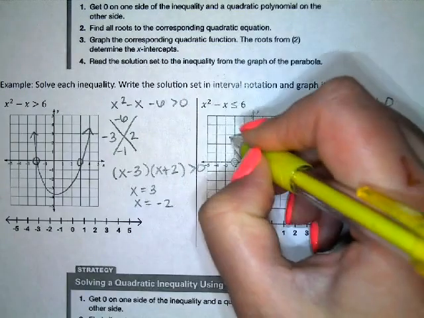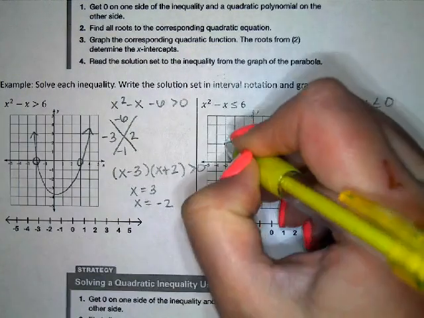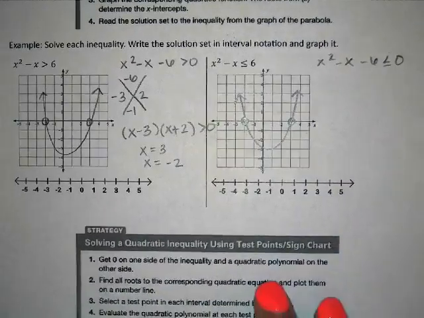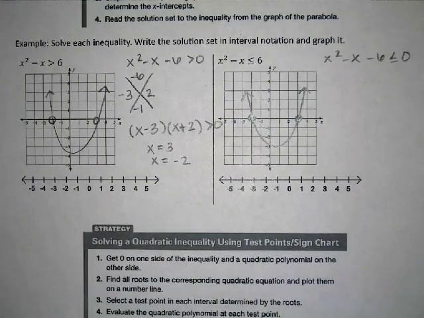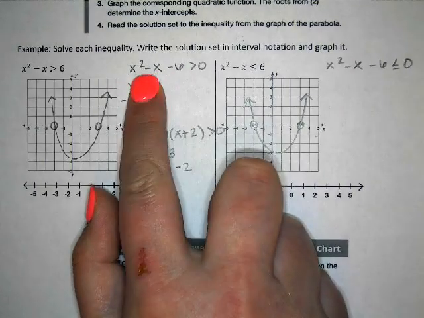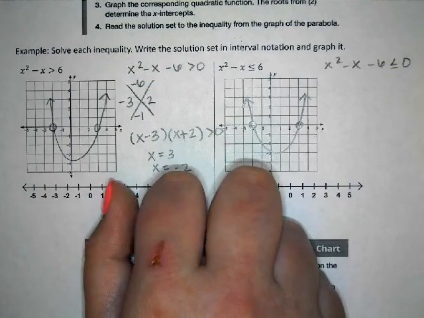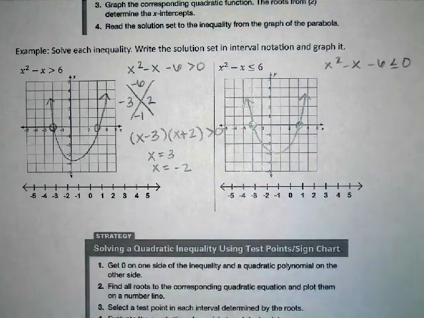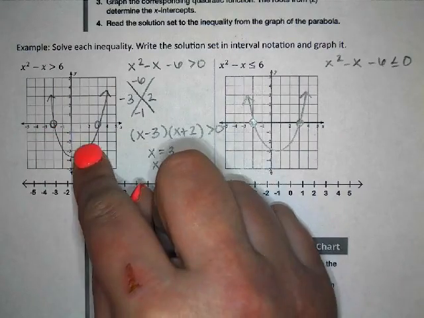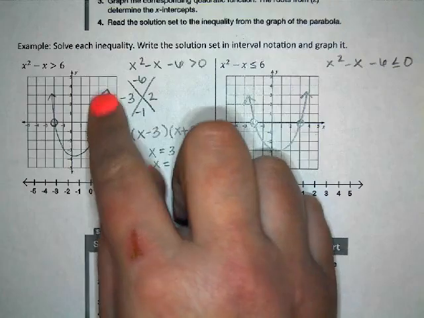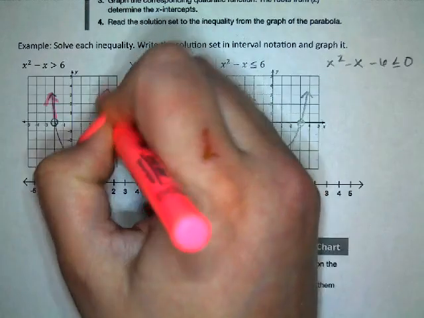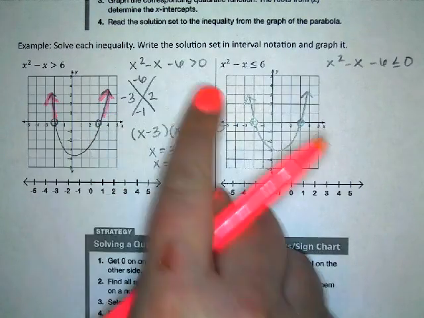Now I have to decide which part of the picture makes my inequality true. This inequality said to use the part of the quadratic that is greater than 0. So now they're talking about outputs. What part of the outputs is greater than 0? These have negative outputs, negative y values. These pieces up here have positive y values or positive outputs. So this part right here represents the parts that are greater than 0. This part right here represents the parts that are less than 0 or equal to 0.